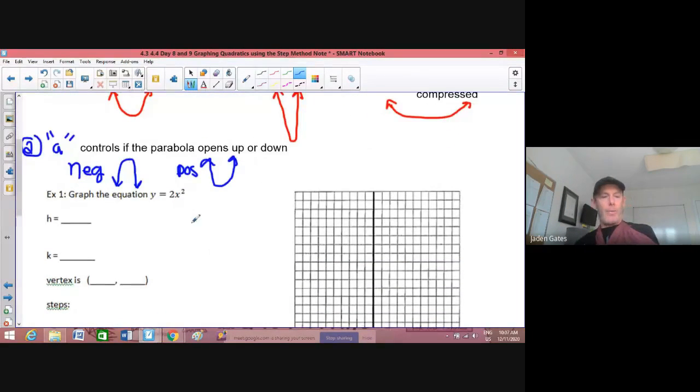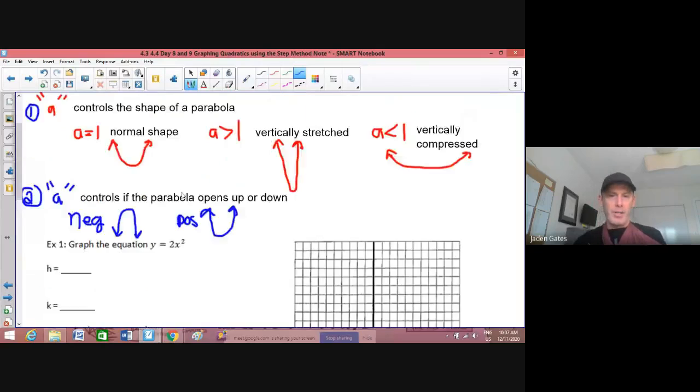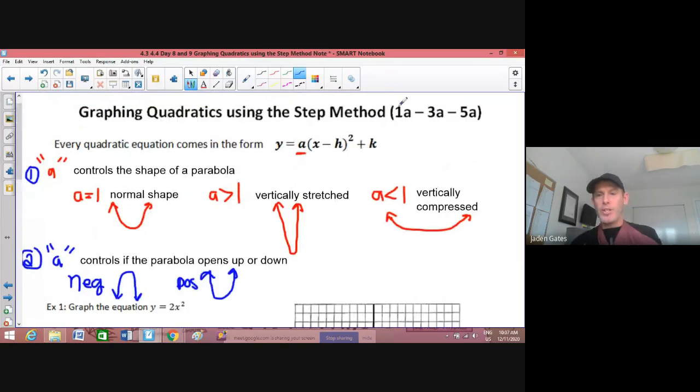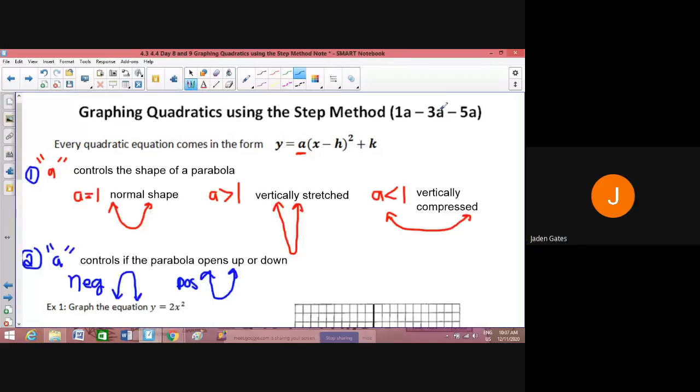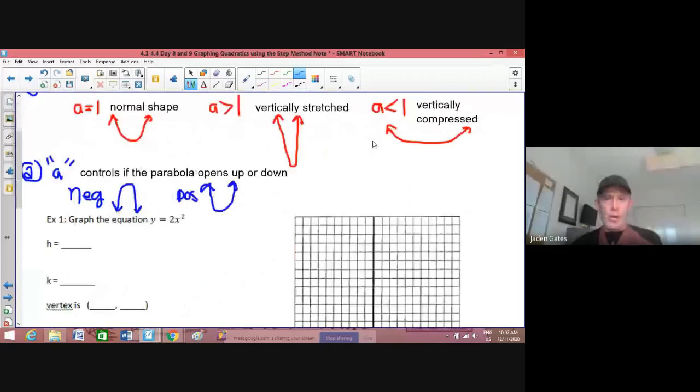All right, now I'm going to explain how it affects, because here's what's going to happen. Our steps are going to change. Our steps are not always 1, 3, 5. They were last class because A was always 1. And that's why we always had a normal shape. Our parabolas always opened up, and our steps were always 1, 3, 5. But now we're going to take our steps and multiply them by A.